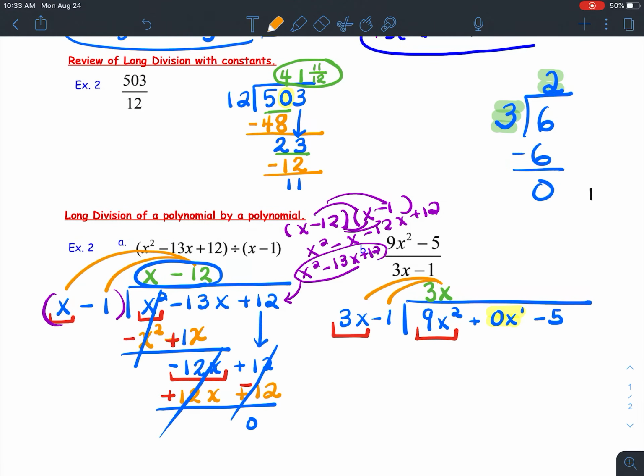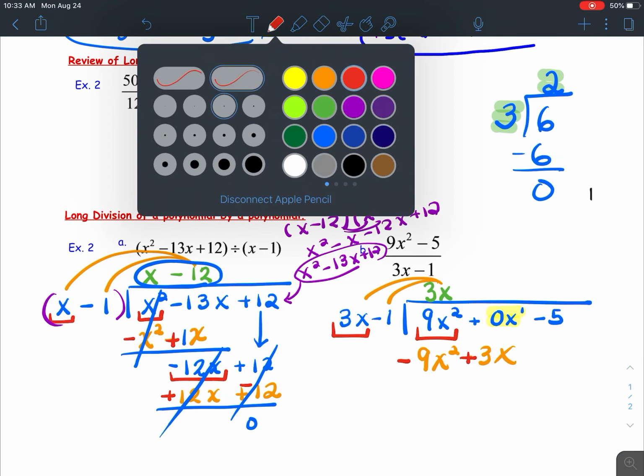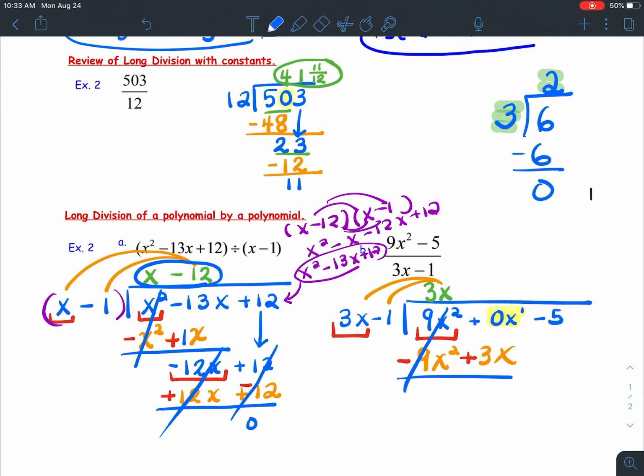And the answer is 3x. Okay. So you take that 3x, you distribute that 3x to the 3x, and then also to the negative 1. Okay, then we circle back, we flip the signs. Okay, we're going to flip the signs here.